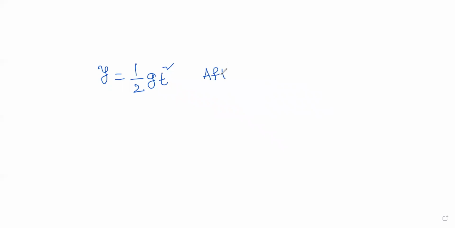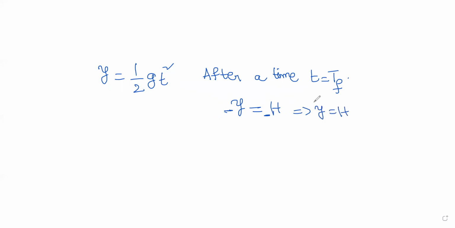After a time t equal to tf, which is called time of flight, y happens to be h, because the displacement we have taken in the y direction is minus y, that is equal to minus h, so y becomes h. Downward calculation is always negative. So in that sense, y equal to h, t equal to tf.